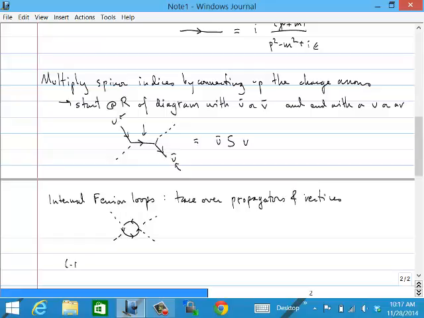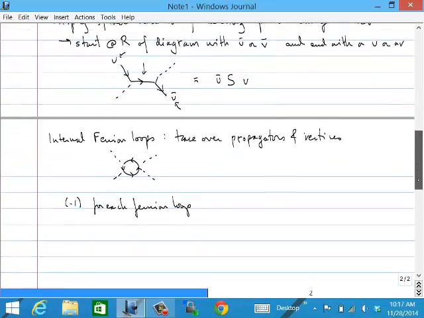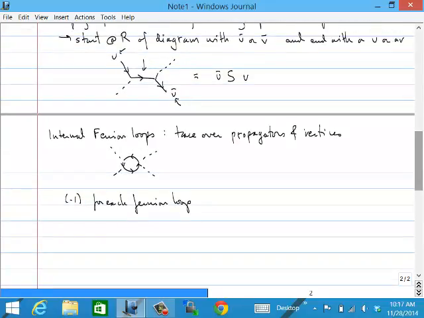And there's a factor of -1 for each fermion loop. This won't be so important in this course, but next semester when we start studying loops and normalization and stuff like that, these factors of -1 will be very important. Okay, let's see. Good. Okay.